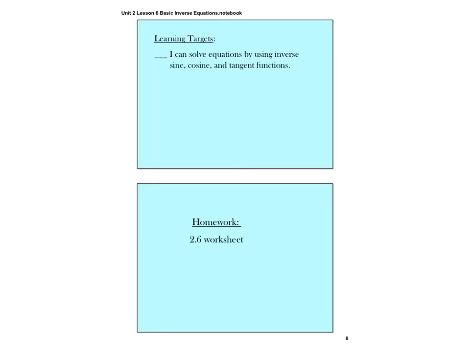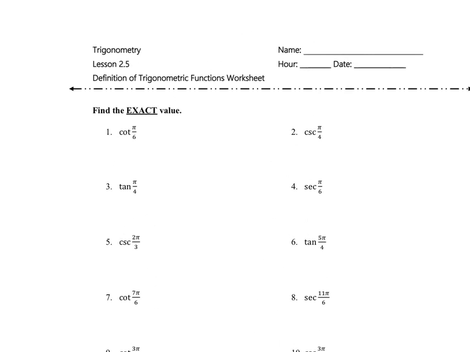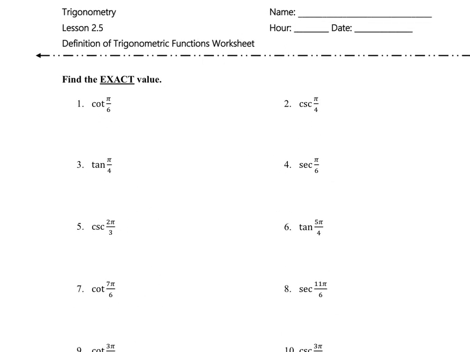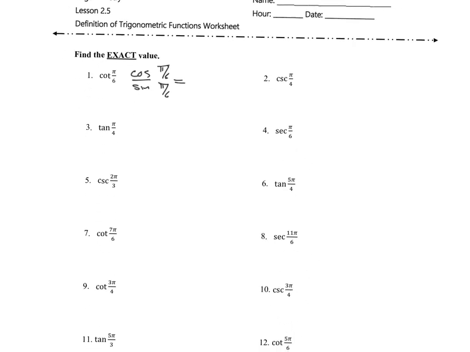Okay, so let's take a look at the homework assignment. So for 2-5, this is where you got to find the exact value. So all you're doing is, cotangent of pi over 6. Remember, cotangent is cosine over sine of pi over 6. So what is that going to equal when I figure it all out? All right, so that's kind of all you're doing for that one.